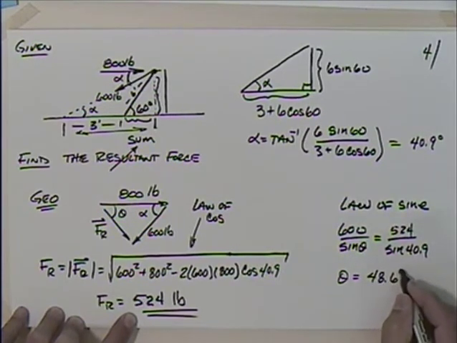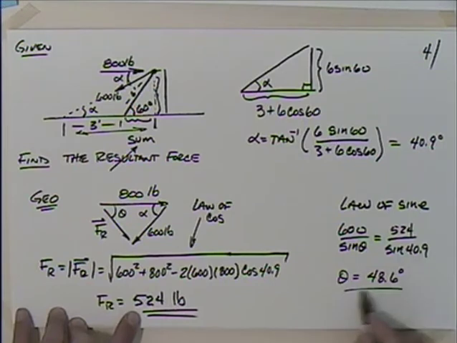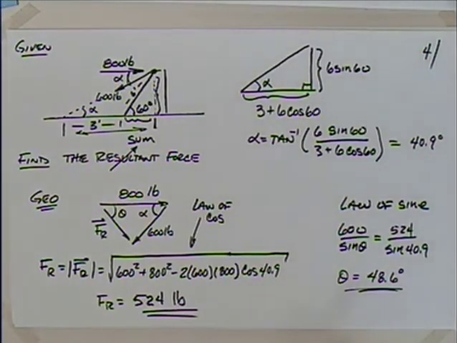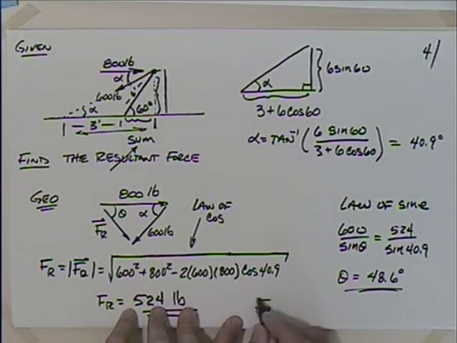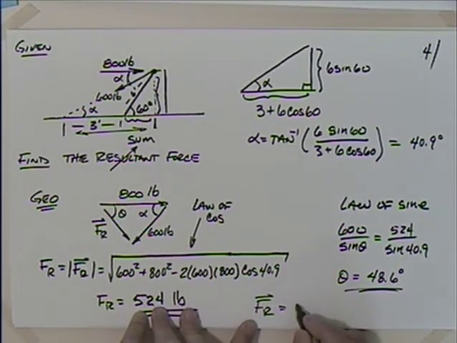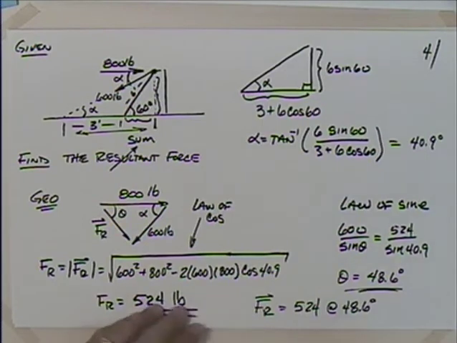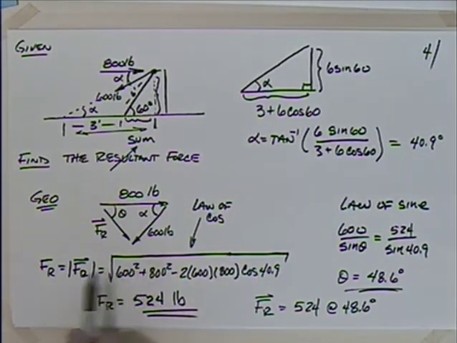And this turns out then, theta turns out to be equal to 48.6 degrees. You'll notice that I try and keep 3 significant figures in most of my answers, which works pretty well. So 48.6, 524. So we know if we were to answer this that F sub r is equal to 524 at an angle of 48.6 degrees. Now, is that a proper answer?